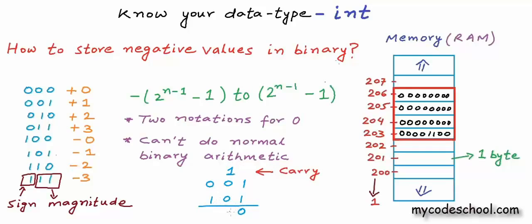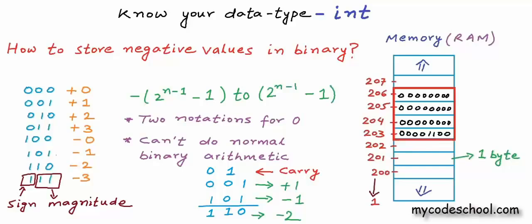Here the sum of the digits and the carry is 1, so there is no carry for the next position. And for the leftmost position also, the sum of the bits and the carry is 1. So if we are performing normal binary addition, this is what we have got. But see that 001 in this encoding system is plus 1 and 101 is minus 1, but the sum here is not 0, it's minus 2. So clearly normal binary arithmetic is not working.